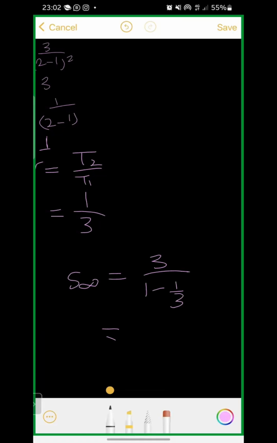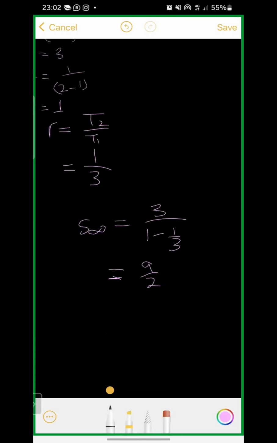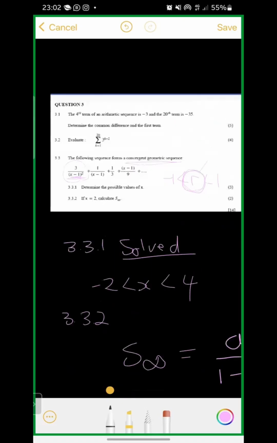6 over 2, 3. 9 over 2. Right, 4, 5, 9 over 2, right? And then yeah, we are clear, right? So we have 9 over 2 there. And then we are fresh, right?